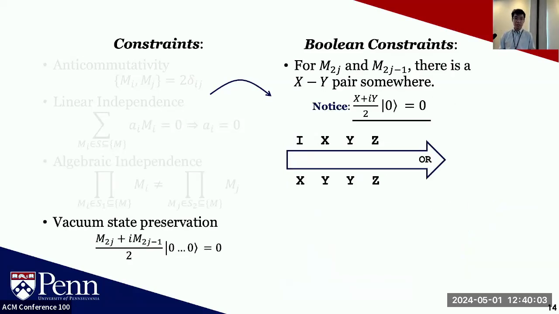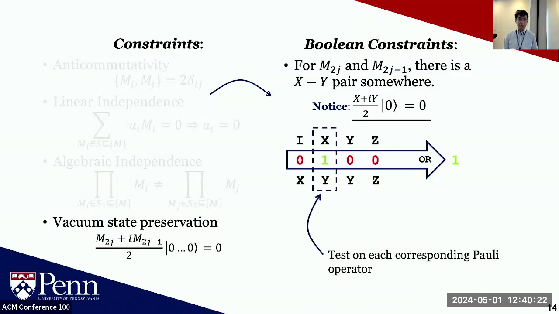The last constraint is the vacuum state preservation, which requires the annihilation operators to map the zero state to zero. And this can be done by checking for an XY pair in the annihilation operators, since it maps the zero state to zero. So we can test this XY pair one by one and use the OR to get whether there is an XY pair or not.